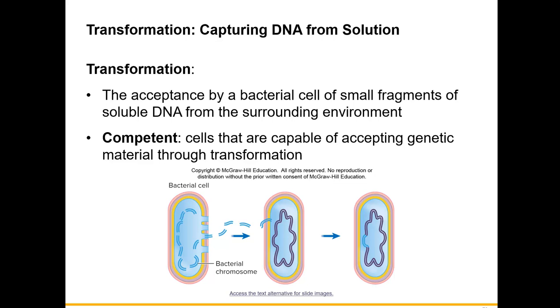Transformation is capturing DNA from a solution. Transformation is the acceptance by a bacterial cell of fragments of soluble DNA that are just floating around. Basically, a bacterium dies, or you just put donor DNA into the solution, and then the cell accepts it through the membrane. They're normally called competent cells, so they're capable of accepting genetic material.